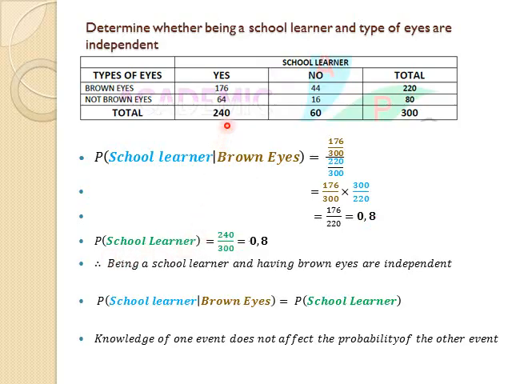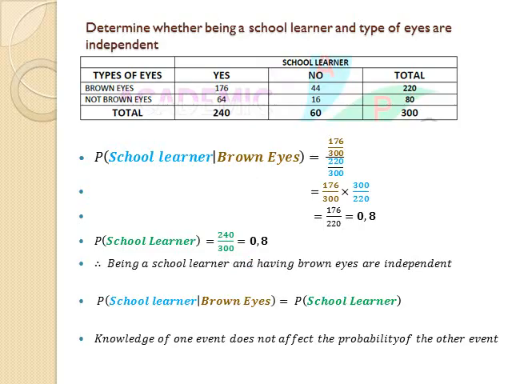Probability you're a school learner, I only have 240 school learners out of the 300. So 240 divided by 300 gives me 0,8. So being a school learner and having brown eyes are independent, because the probability of being a school learner, given that you have brown eyes, equals the probability that you are a school learner. So hope you follow. Knowledge of one event would not affect the probability of another event. So that's how we're going to do it university style.